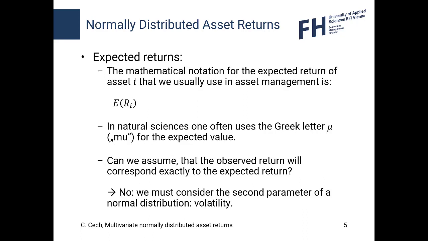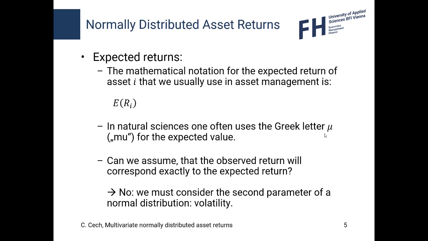What is the notation that we use normally in asset management? This is the notation that we normally use. So it is the expected value of the return of asset i. What you also might see sometimes is this Greek letter mu, which is often used in natural sciences. So you might also see this in some textbooks.